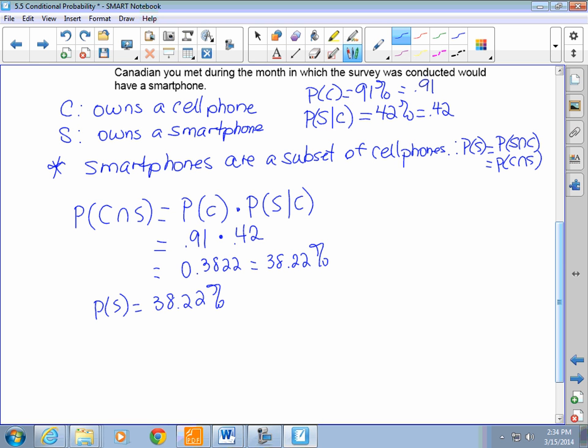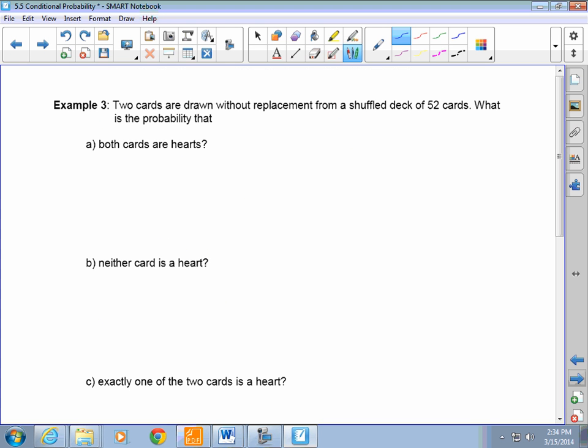Next one. Two cards are drawn without replacement from a shuffled deck of 52 cards. What is the probability that both cards are hearts?